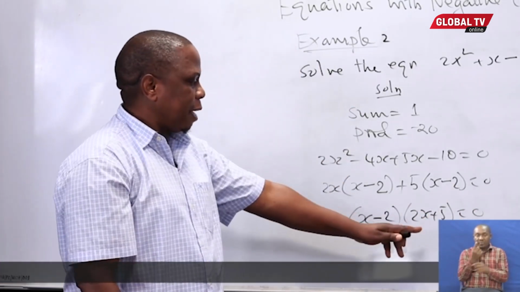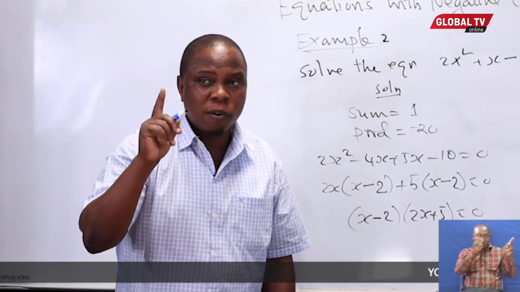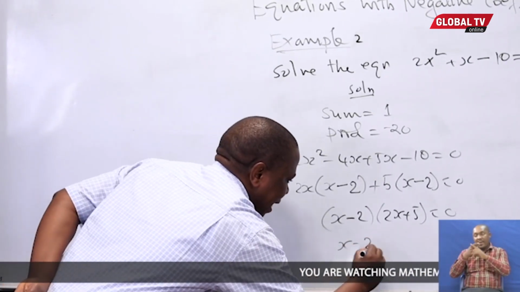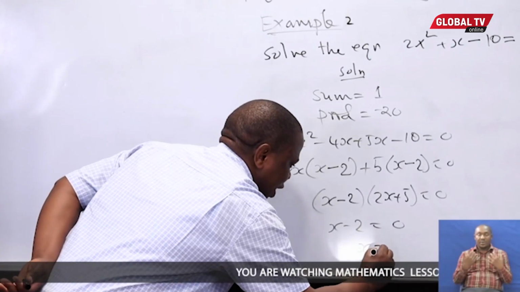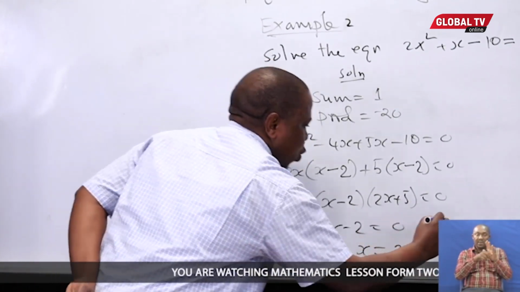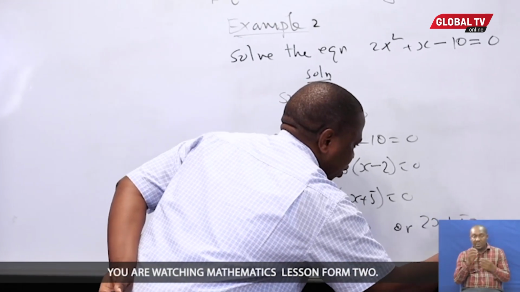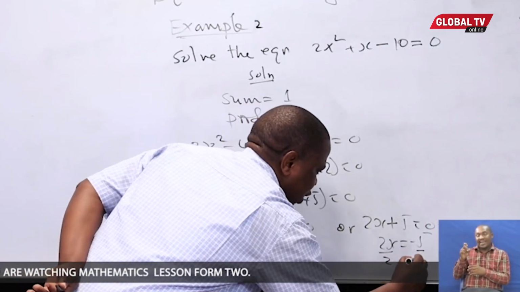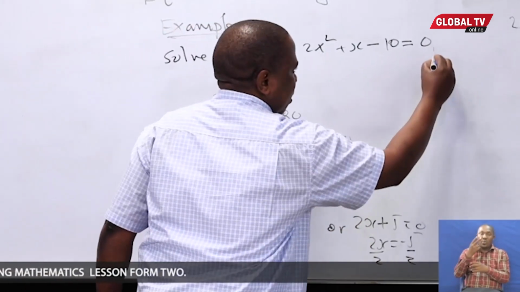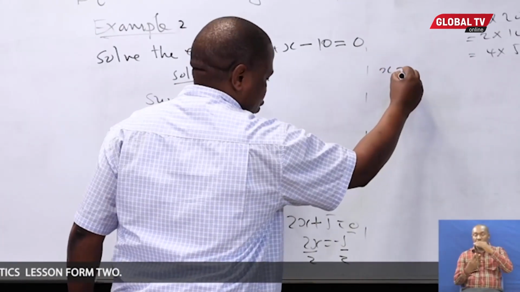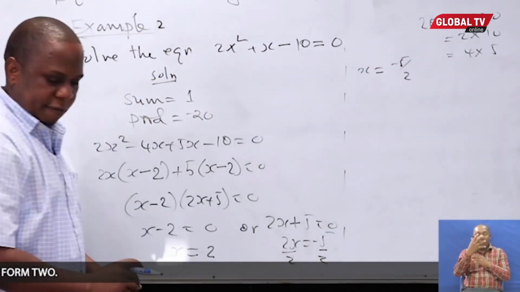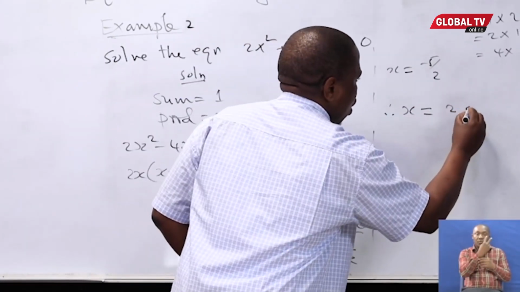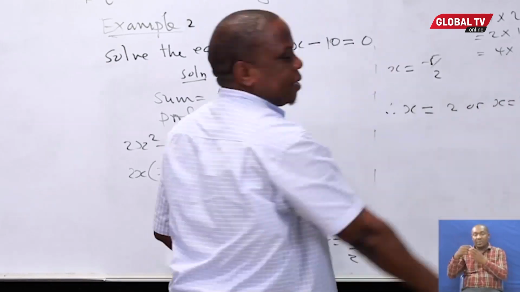As I said before, for the product of 2 numbers to be 0, either one of the numbers must be 0, or both of the numbers should be 0. So here, that means x minus 2 should be equal to 0, of which this will give us x is equal to 2, or 2x plus 5 should be equal to 0. 2x should be equal to negative 5. Upon dividing by 2 throughout, you will have x is equal to negative 5 over 2. Therefore, x is equal to 2, or x is equal to negative 5 over 2.